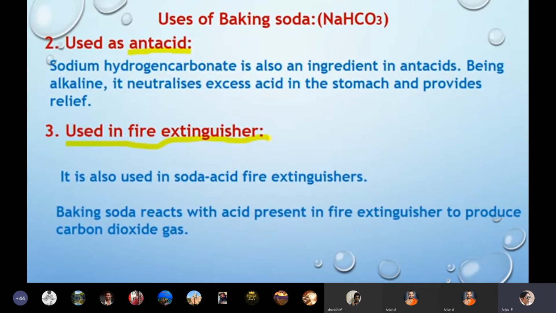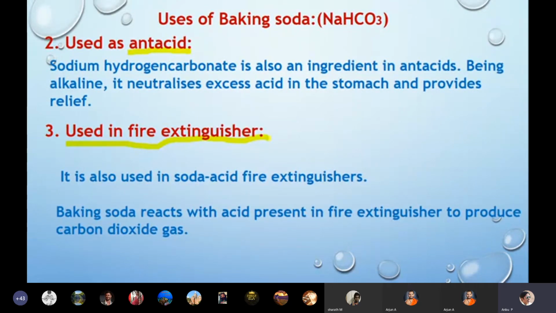How does it work? In the fire extinguisher, the middle of the container consists of baking soda, and around that baking soda they have the acid in a glass. Once you hit the top knob of the fire extinguisher, it breaks the glass containing the acid. This acid will mix with the baking soda, and we know what will happen.